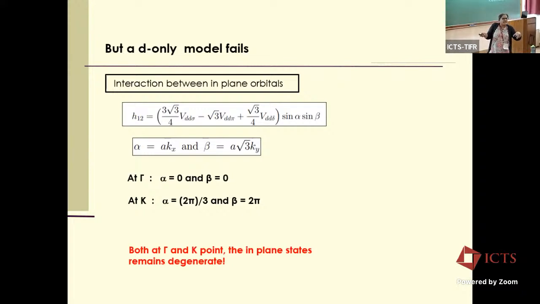That is between the dxy and the dx squared minus y squared. It takes on this form with these phase factors. And so at gamma, what you have is that this matrix element between the dxy and the dx squared minus y squared vanishes, as well as at k, because these values of the matrix elements vanish.